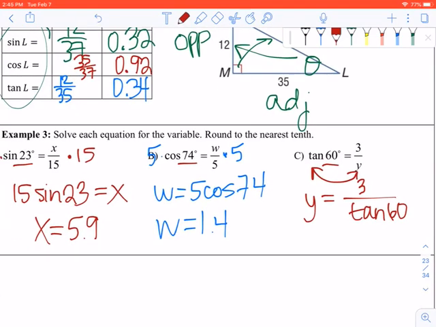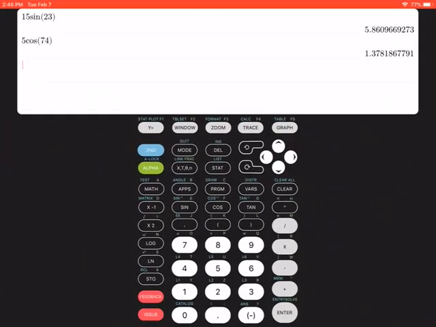So this time I'm going to take 3 divided by tan 60. So it'd be 3 divided by, and then tan 60. Enter. I got 1.7.